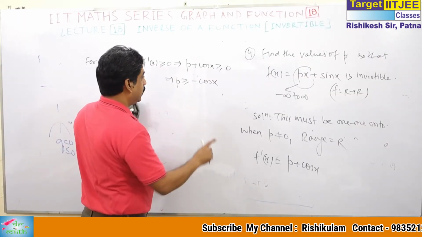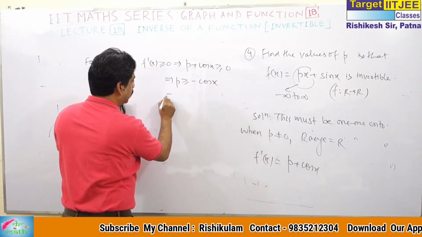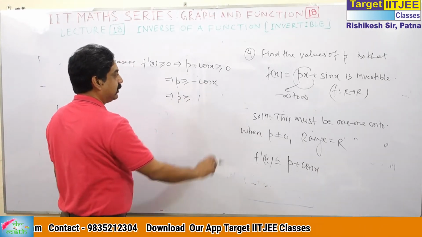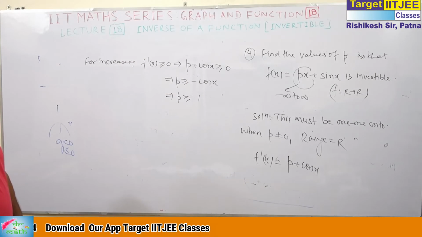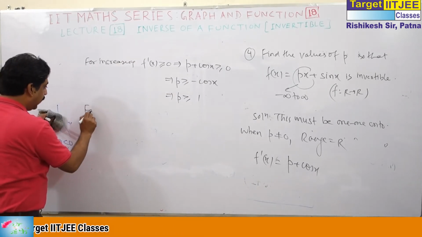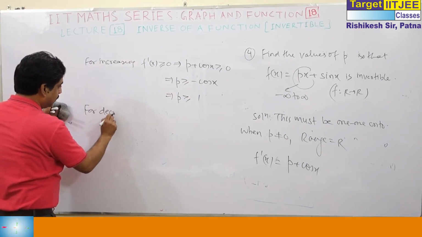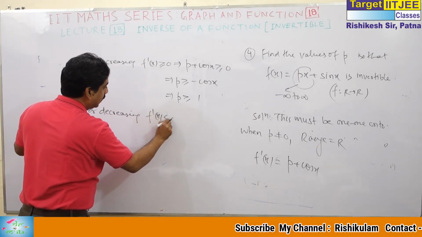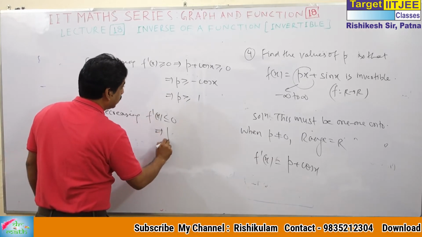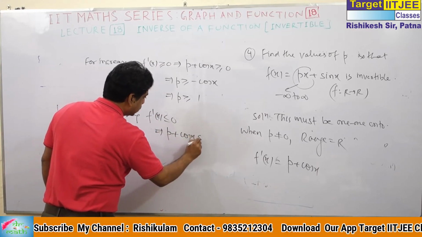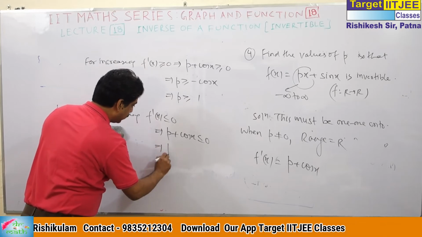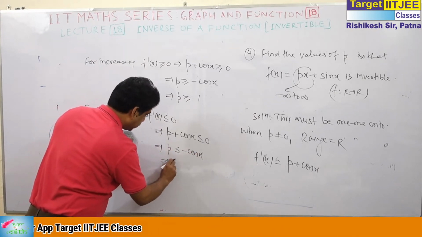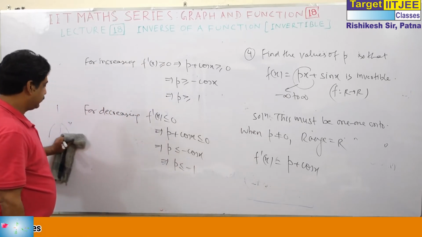Since the value of cos x lies from minus 1 to 1, p must be greater than or equal to 1. For decreasing, we consider entirely decreasing: f dash x less than or equal to 0. From here we get p plus cos x less than or equal to 0, so p is less than or equal to minus cos x. So this is less than or equal to minus 1.